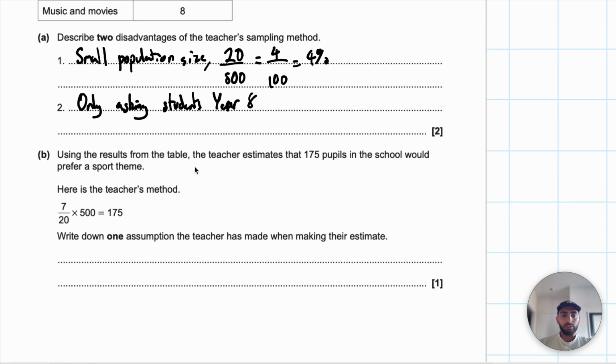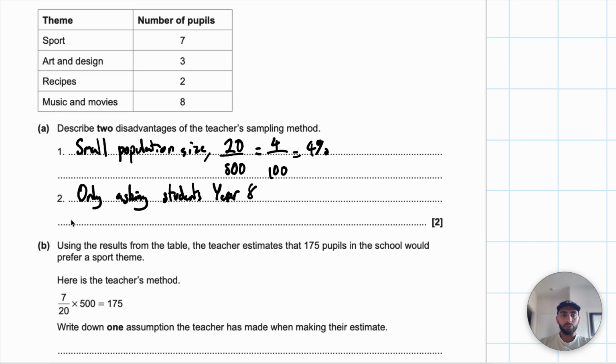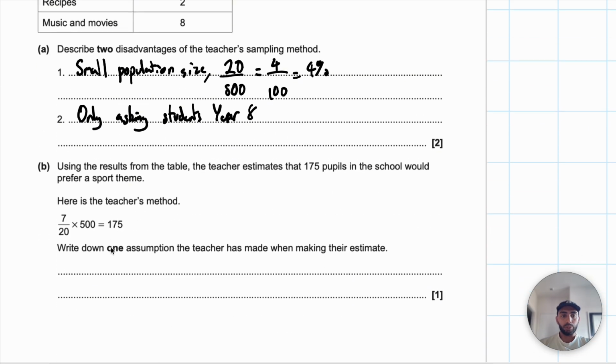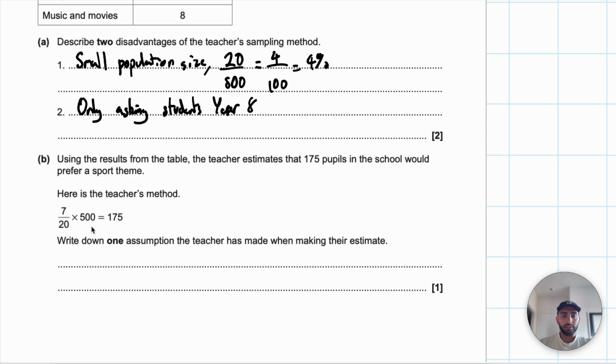Part B. Using the results from the table, the teacher estimates that 175 pupils in the school would prefer a sport theme. Here is the teacher's method. 7 out of 20. So 7 out of the 20 pupils multiplied by 500. That's how many students there are, which is 175. So all of this is technically correct, but write down one assumption the teacher has made when making the estimate.